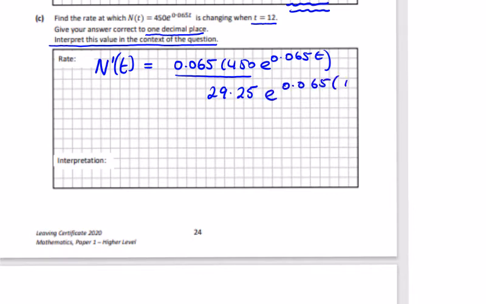0.065, and I'm putting t to be 12. And I type this into a calculator. A lot of calculator use on this paper. I'm going to get 63.8, and interpreting this in the context of the question.